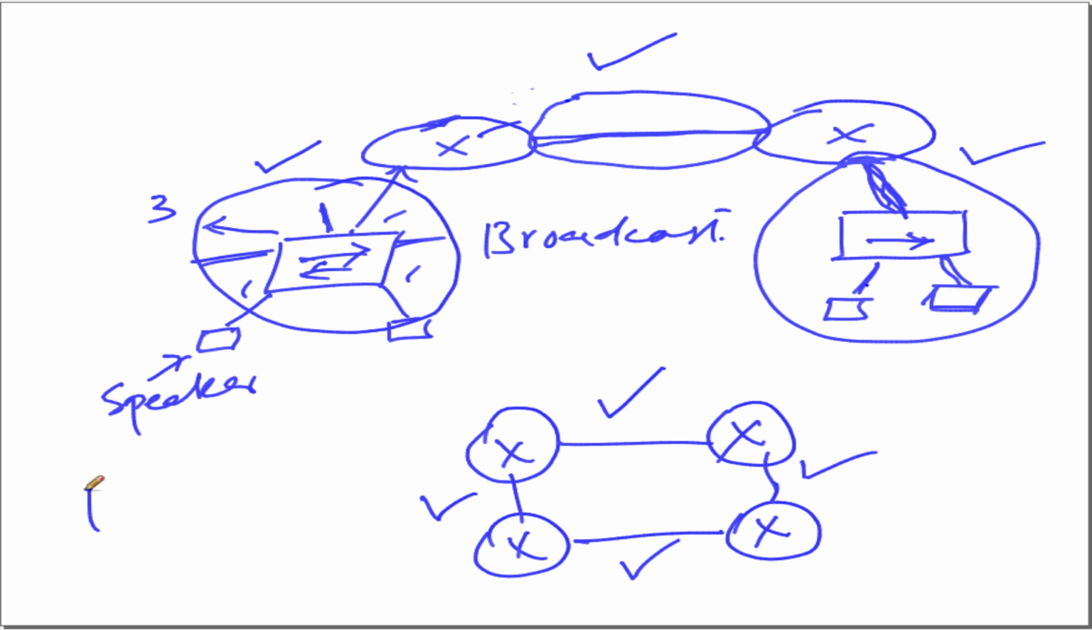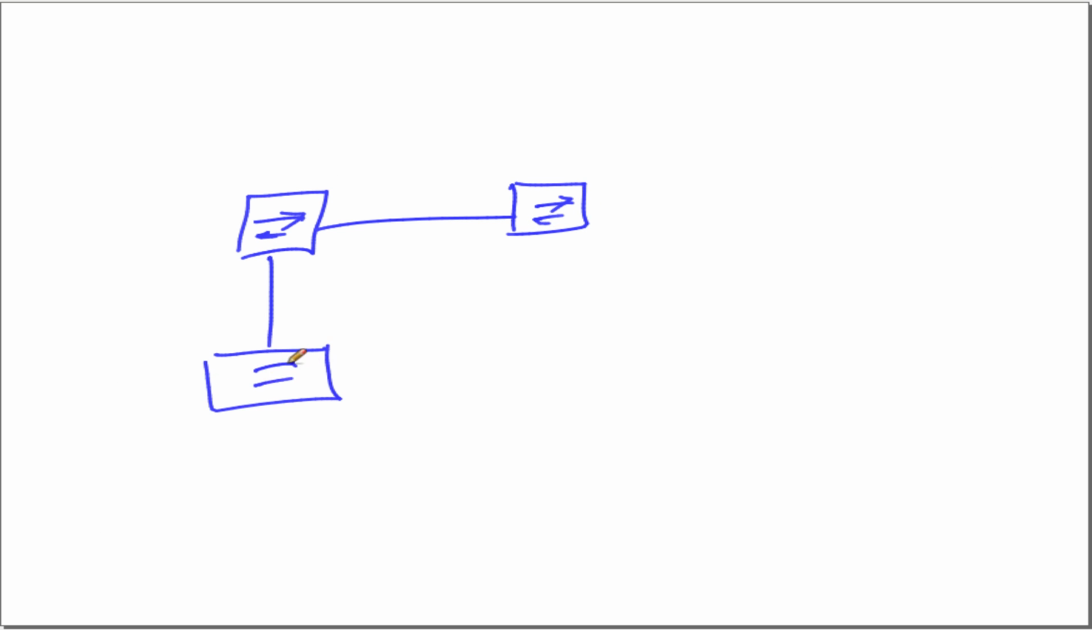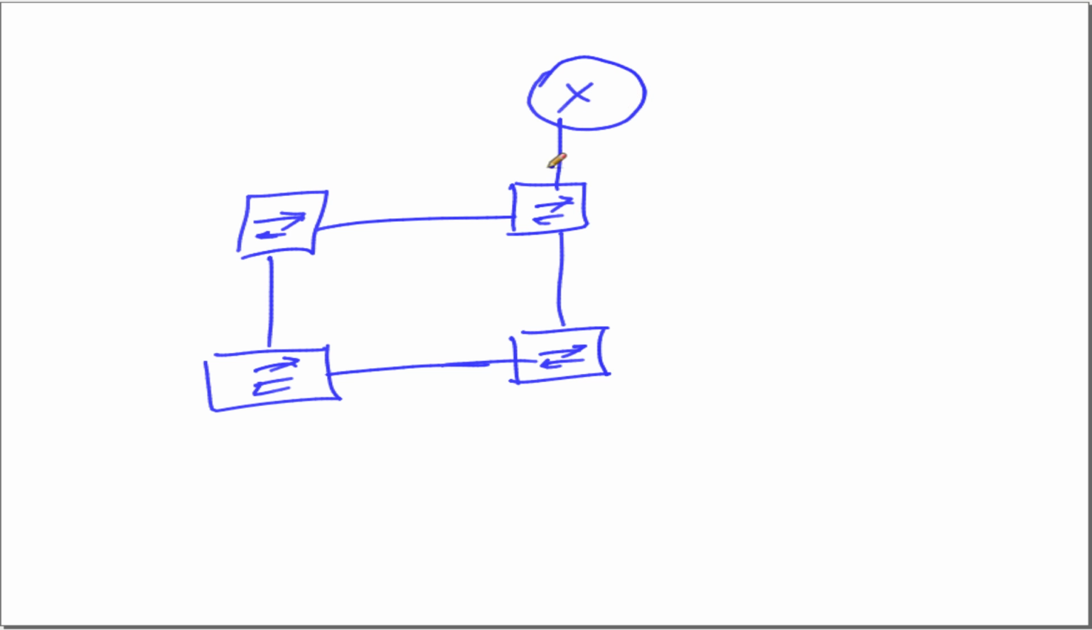But let me clear this figure and redraw it for you guys. Let's say we have a switch which is connected to another switch, and this one is also connected to another switch, and let's make it a square. And let's say that over here we have a router, and of course we have many workstations connected to these switches.